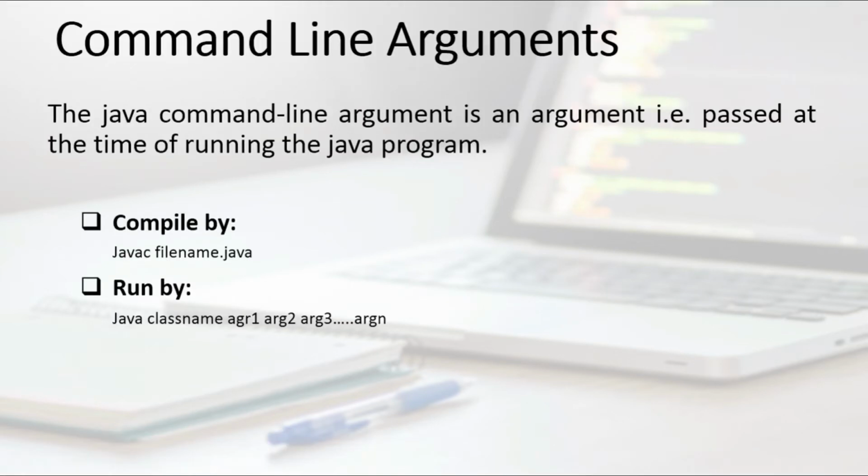The Java command line argument is an argument that is passed at the time of running the Java program. In Java, the main method differs from other languages, which has the parameter String args. The value of the command line argument is passed from the console at the time of executing the Java program and stored into the String args. Args is nothing but an array of strings. When a program is executed, the runtime system passes the command line arguments to the program's main method via an array of strings.